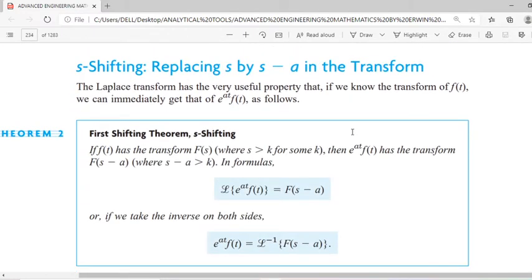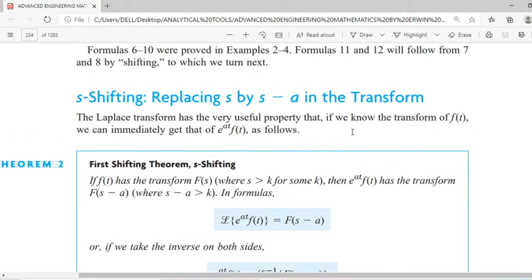So one is the S shifting theorem, that means replacing S by S minus A or S plus A. This theorem is very fundamental and it is required for further analysis. If f of t has a transformation capital F of S, then e raised to at into f of t has the transformation F of S minus A.